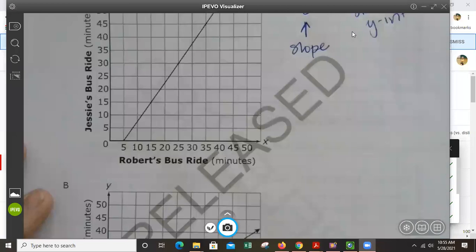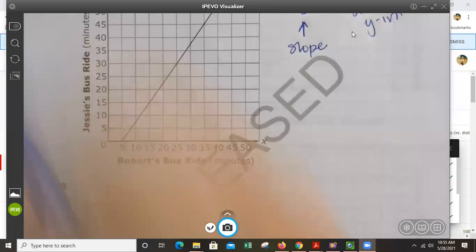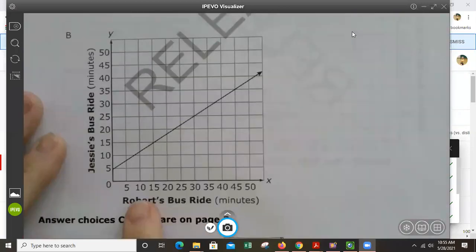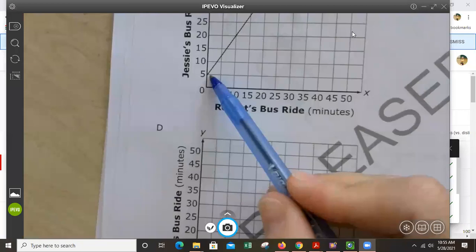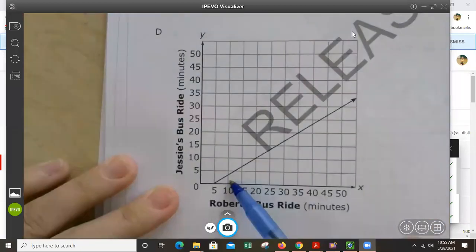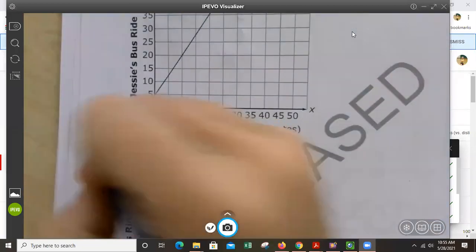And watch your scale. Where should it start? This one starts at 5, but which axis is it on? It should be on the y, so we know it's not this one, right? All right, so this one is on the y at 5, so that could be our answer. Let's check the other 2. This one starts at 5 on the y-axis, so that one could be our answer, but what about this one?